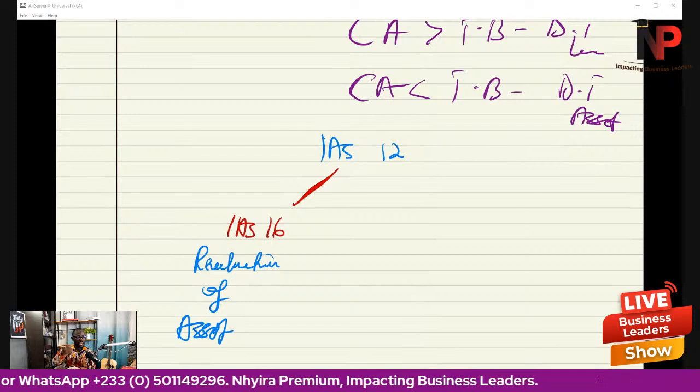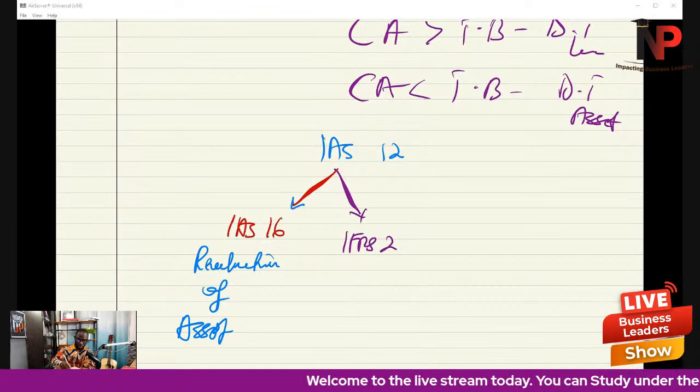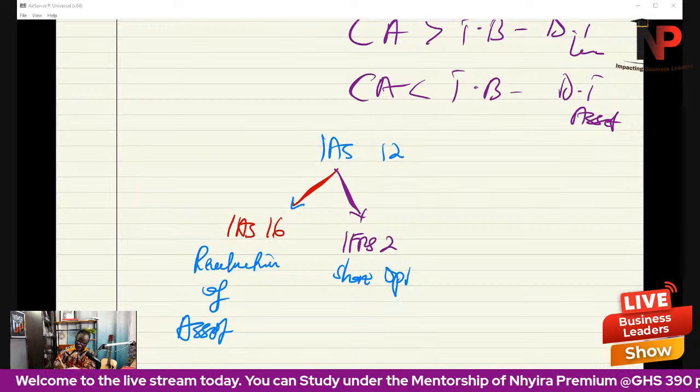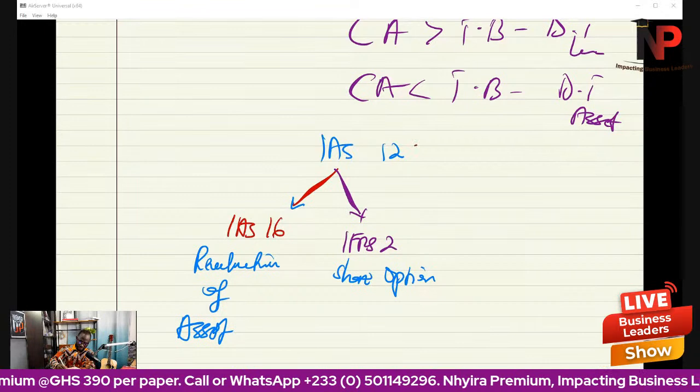Again, IAS 12 income tax has some relationship with IFRS 2, share-based payments. Because if there is a share option, we need to find out about the tax implication of that at the end of the day. So that is also another crucial part that you need to know about. So it is not just about, oh, I have learned IAS 12. Now I understand IAS 12.